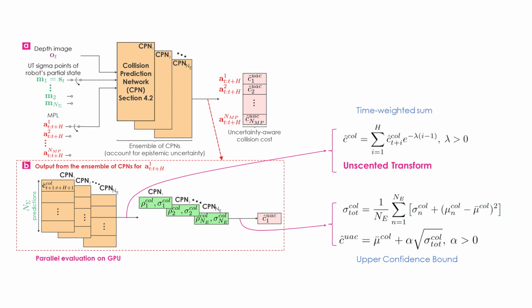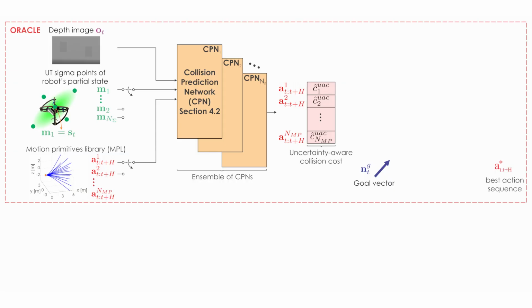This uncertainty-aware collision score is calculated in parallel, exploiting modern GPU capabilities, for each action sequence in the motion primitives library. Considering the top-performing primitives, meaning those with least expectation to lead into a collision, the method then further considers the goal direction to pick the one leading safely towards the desired direction.